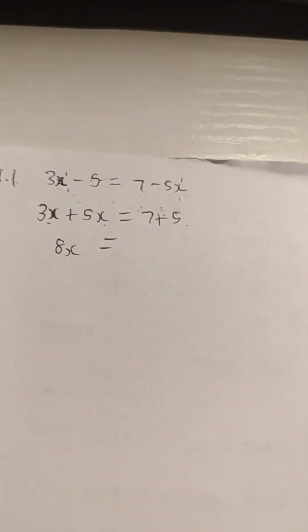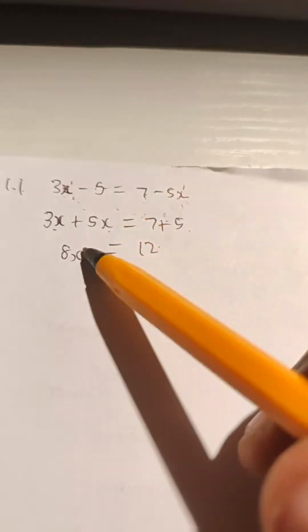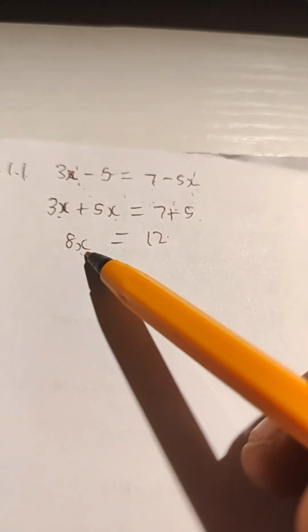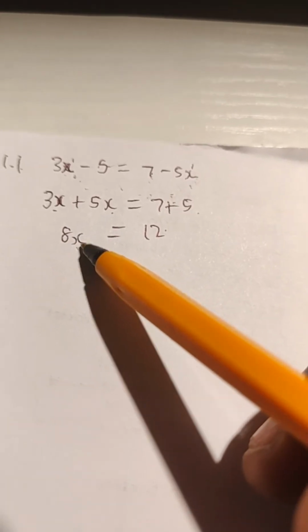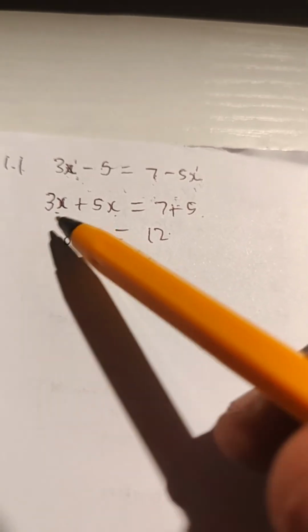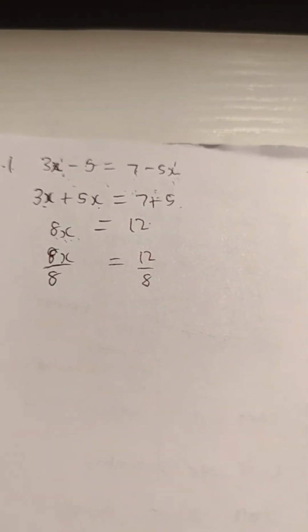3x plus 5x is 8x. 7 plus 5 is 12. We need to isolate x to be on its own. The 8 is multiplied to x. So how do you get rid of the 8 that is multiplied? You use the inverse of multiplication and you do what? You divide both sides by 8. Okay. Then the 8 divided by 8 is 1. So that means you are left with 1x.